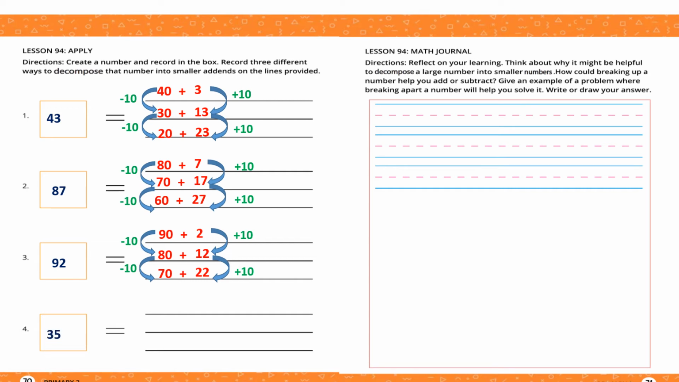Question number 4. 35. 35 decomposed to 30 plus 5. If we subtracted 10 from 30, 30 minus 10 equals 20. Add 10 to 5. 5 plus 10 equals what? Equals 15. Again, subtract 10 from 20. 20 minus 10 equals what? Equals 10. We have to add 10 to 15. Don't forget, if we subtracted 10, we must add 10. 15 plus 10 equals what? Equals 25.